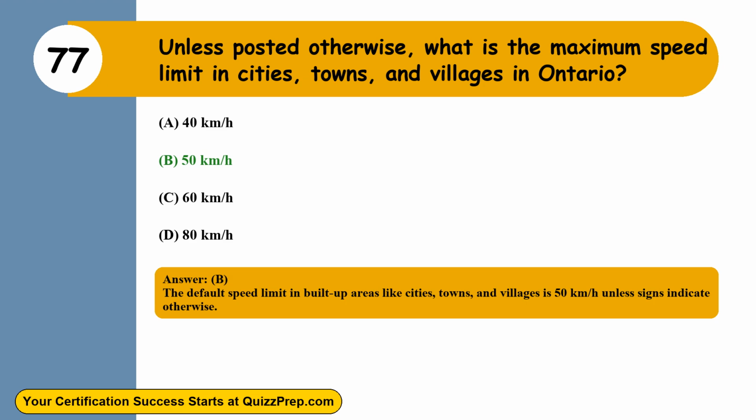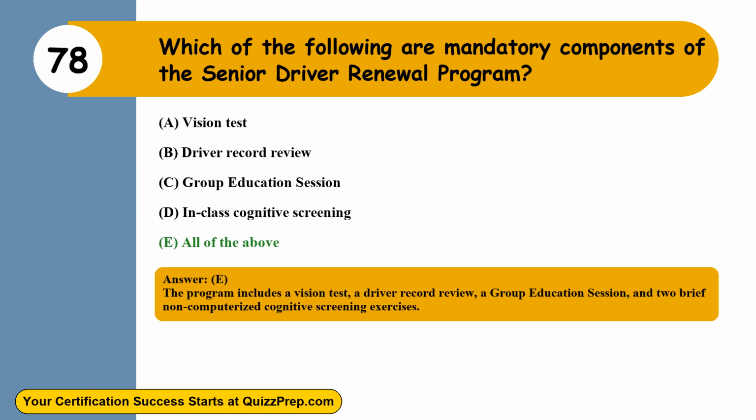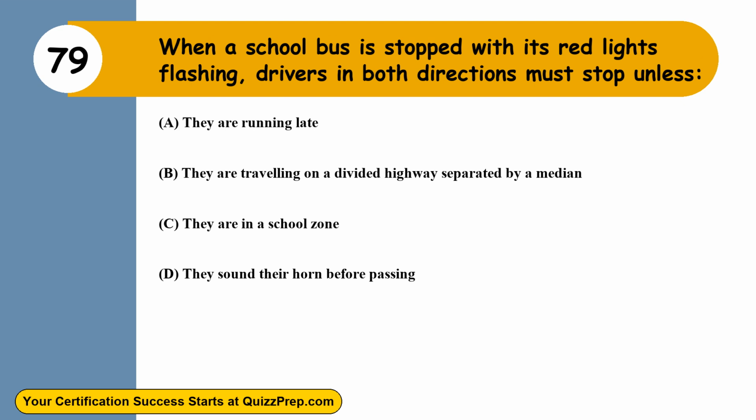Question 78. Which of the following are mandatory components of the Senior Driver Renewal Program? Option A, Vision Test. Option B, Driver Record Review. Option C, Group Education Session. Option D, In-class Cognitive Screening. Option E, All of the above. The correct answer is option E, all of the above. The program includes a vision test, a driver record review, a group education session, and 2 brief non-computerized cognitive screening exercises.